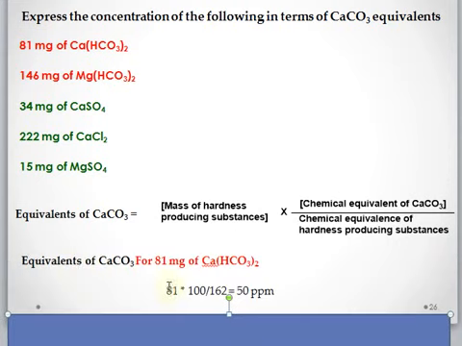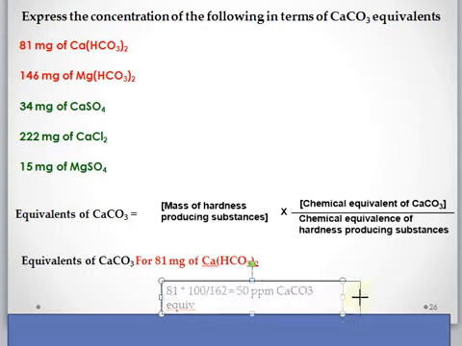Yeah, so what happens, you have 81 multiplied by 100 divided by 162, which is equal to 50 ppm calcium carbonate equivalence. That's how you have to write.